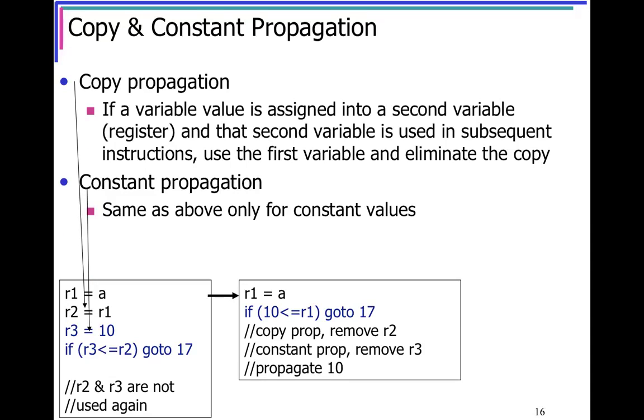With copy propagation, the idea is to find a variable that is assigned to another variable name, and where both of those names are used in subsequent instructions. We don't need to use both names, and so therefore we're going to eliminate one of the copies. This frees up a name, which means it potentially frees up a register in the long term and makes the code more efficient.